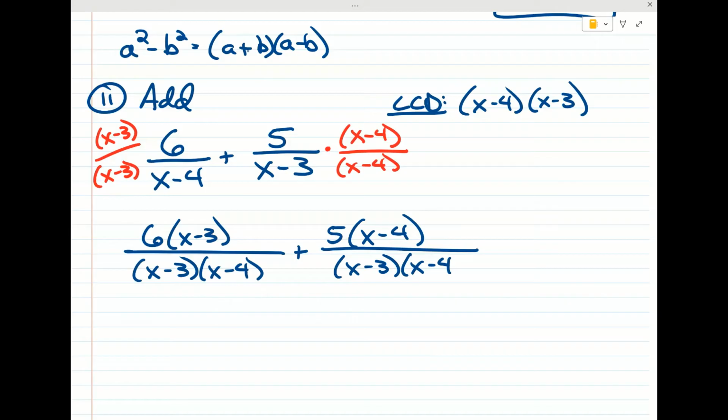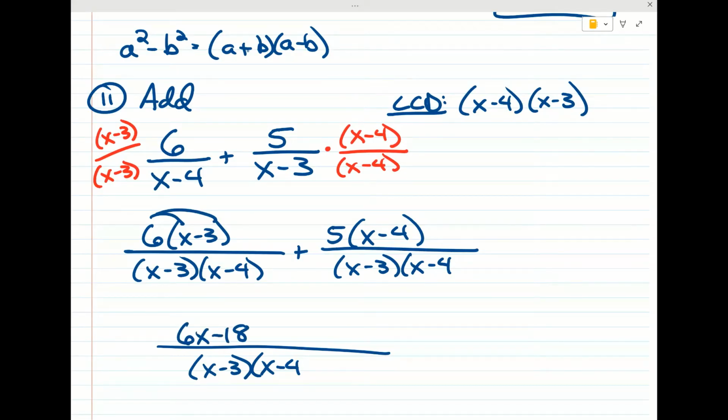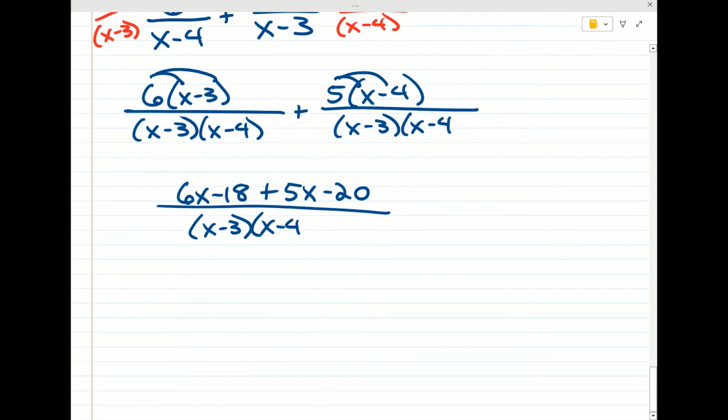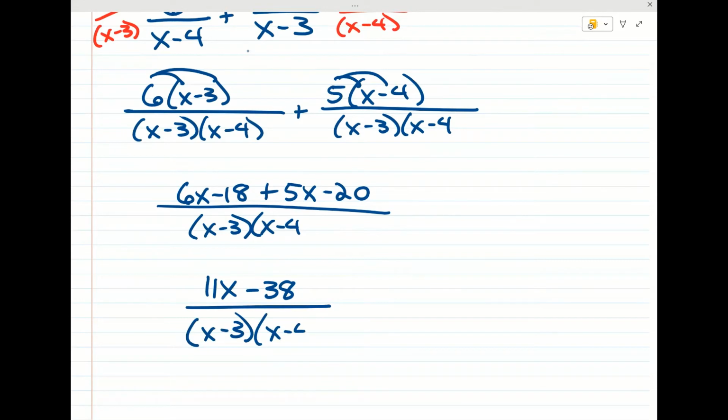And you could see that they do have the same denominator, so we can go ahead and combine them to be one fraction. X minus 3 and x minus 4 is on the bottom, and on top, we're going to have 6x minus 18 plus 5x minus 20. And all together here, we get 11x minus 38 divided by x minus 3 times x minus 4.